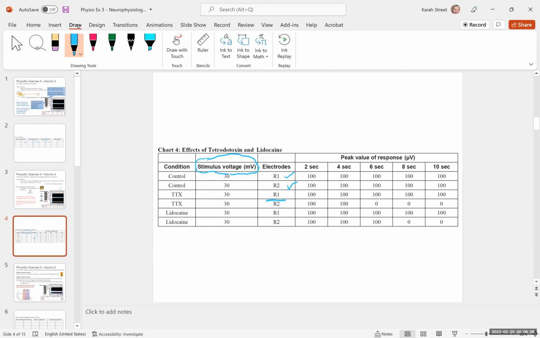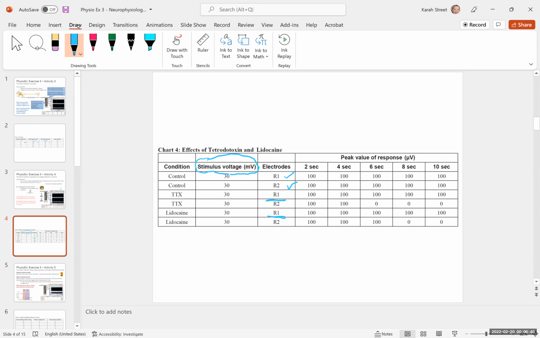We repeat the same experiment, putting lidocaine in between recording electrode one and two. And again, because recording electrode one is not compromised, it spikes an action potential every 2 seconds. However, recording electrode number two ceases to generate an action potential after 6 seconds. Why is it after 6 seconds versus tetrodotoxin, which blocked an action potential after 4 seconds?